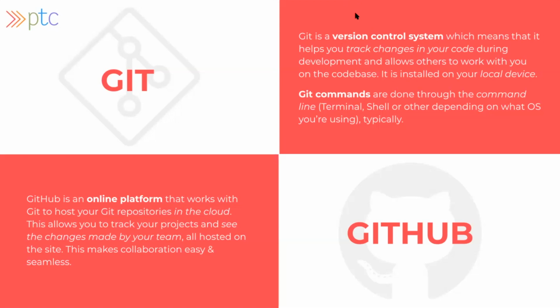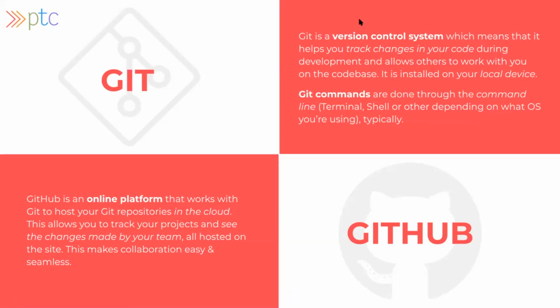It is installed on your local device, which is a device addressed directly to one's computer. Moreover, Git commands are done through the command line typically. The command line interface, or CLI, is a program that processes commands to a computer program in the form of lines of text. Move to the next one.